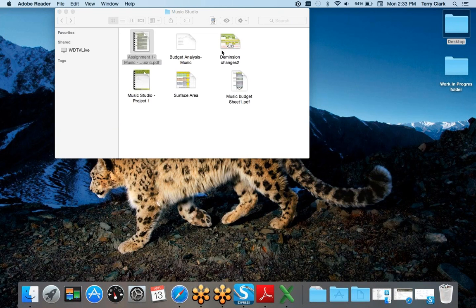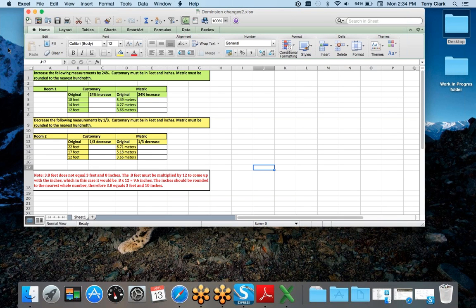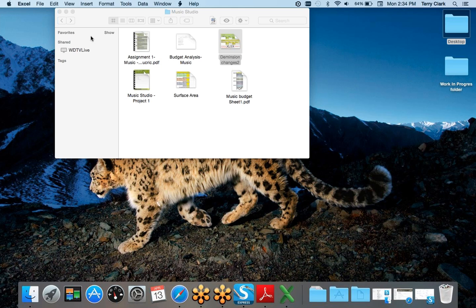The dimension change, I'll pull it up just so you can see it. It's going to pretty much be the same thing. You've got room one and room two. You've got the increase by 24% and the decrease by one third. So that's going to be the same for everybody. So everybody will do those conversions.